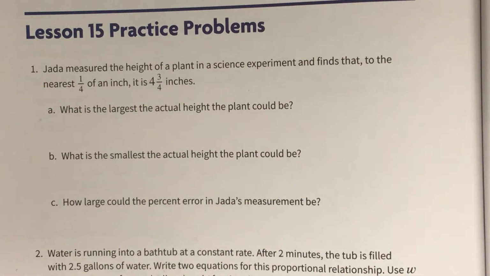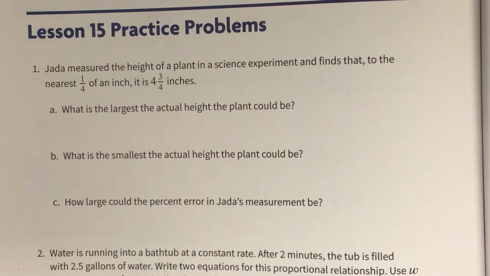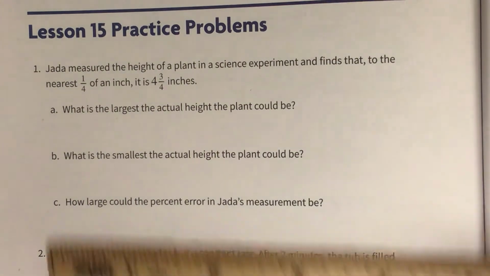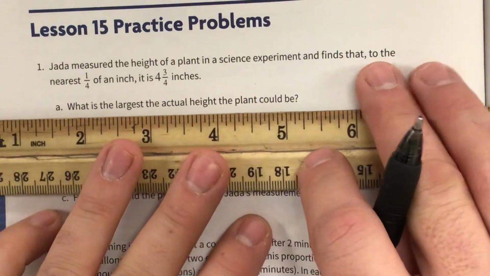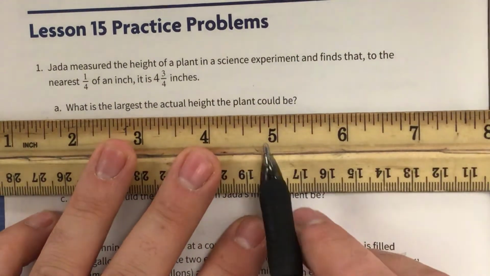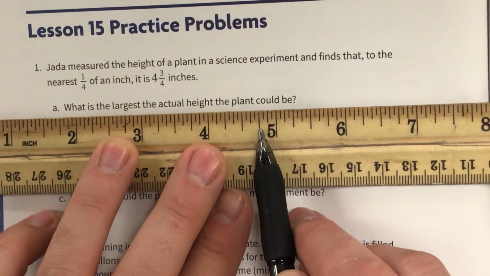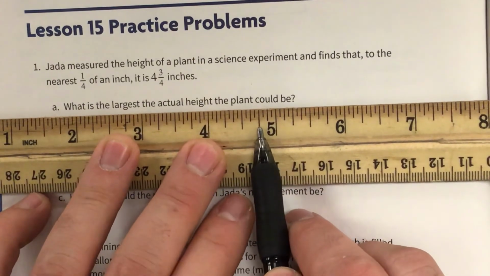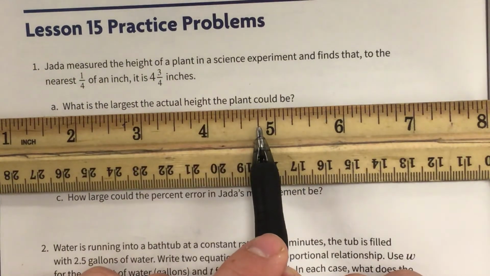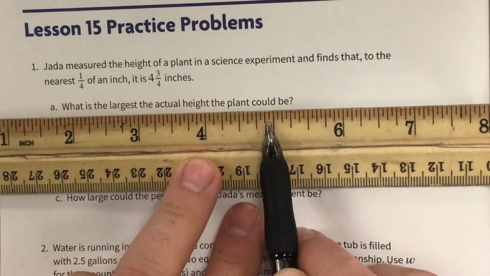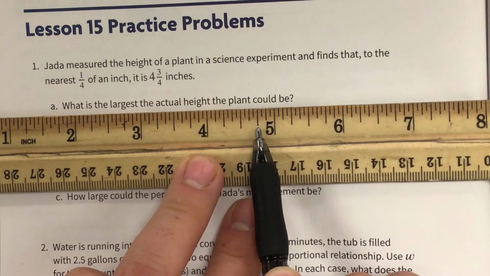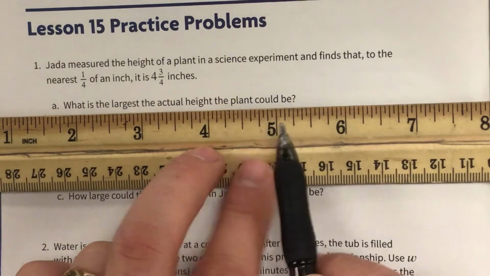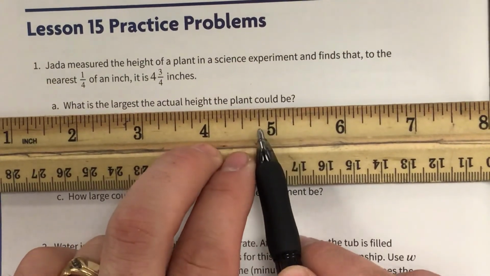Determine the height of a plant in a science experiment and finds that to the nearest 1/4 inch it is 4 3/4 feet. What is the largest the actual height the plant could be? All right, so it says it's actually 4 3/4. You kind of got to know how to read a tape or ruler on this one. So 4 3/4 is right here. So it wants to know what's the biggest a plant could be that would still round to this, to the nearest 1/4 inch. So obviously it couldn't be 5 1/4. It's not going to round to this number.